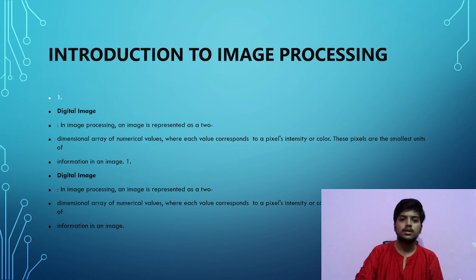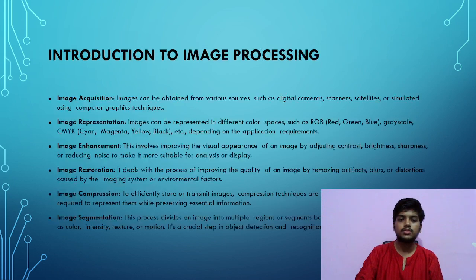Introduction to image processing. Digital image. In image processing, an image is represented as a two-dimensional array of numerical values, where each value corresponds to a pixel intensity or color. These pixels are the smallest units of information.